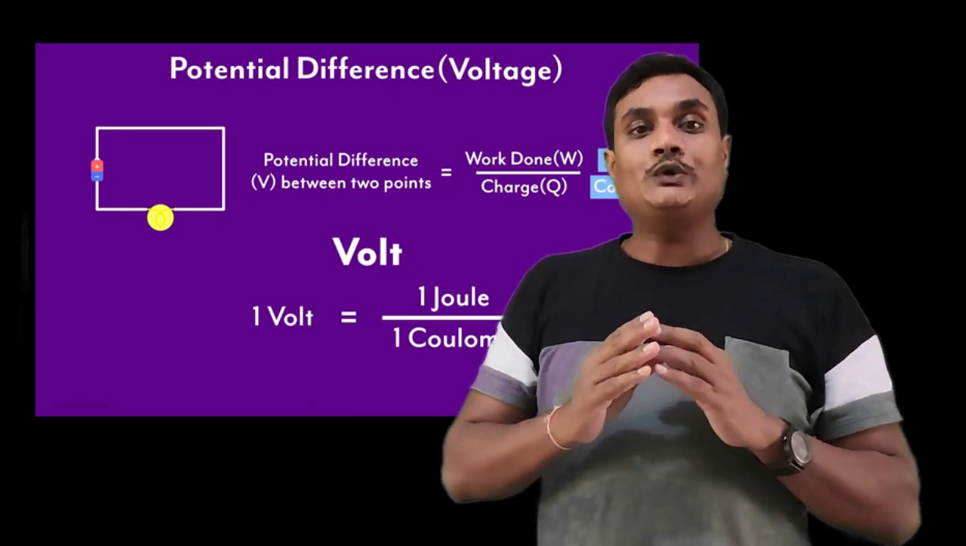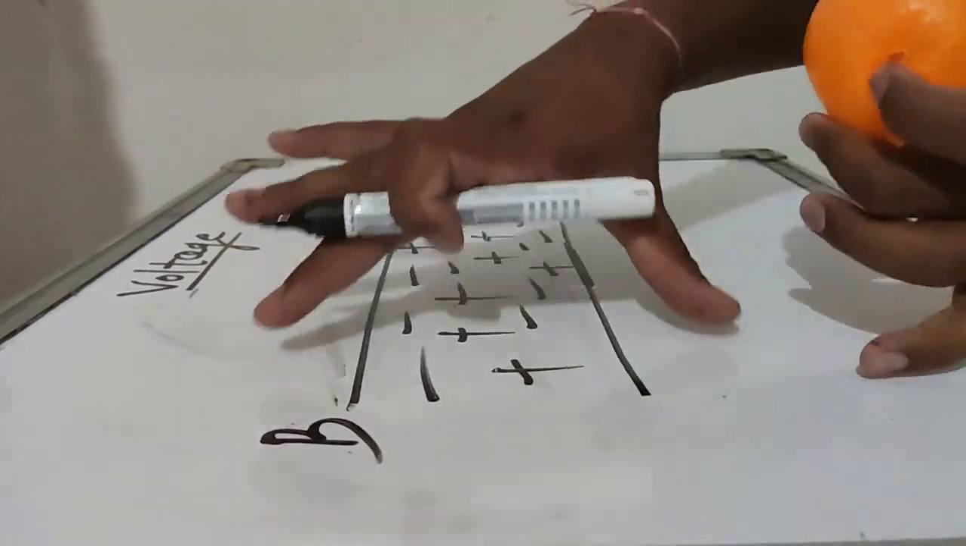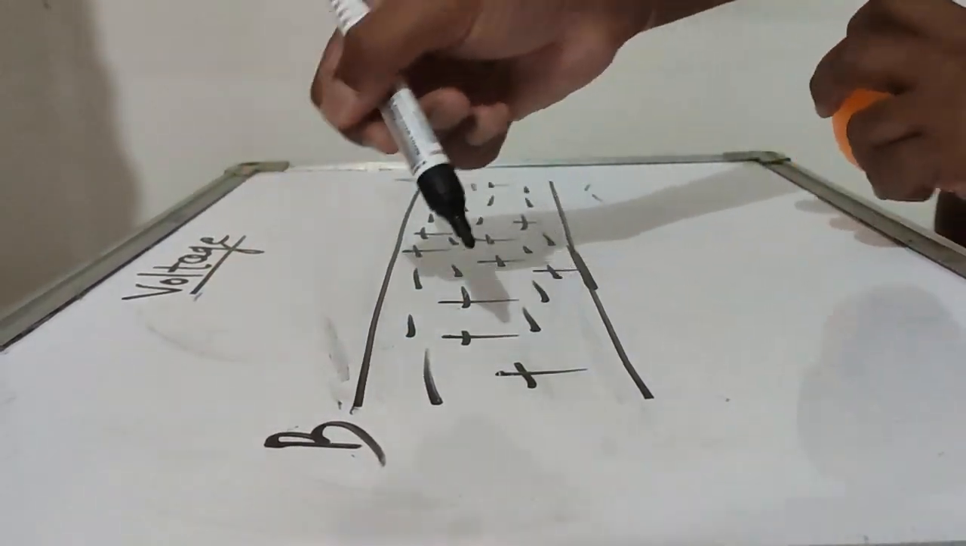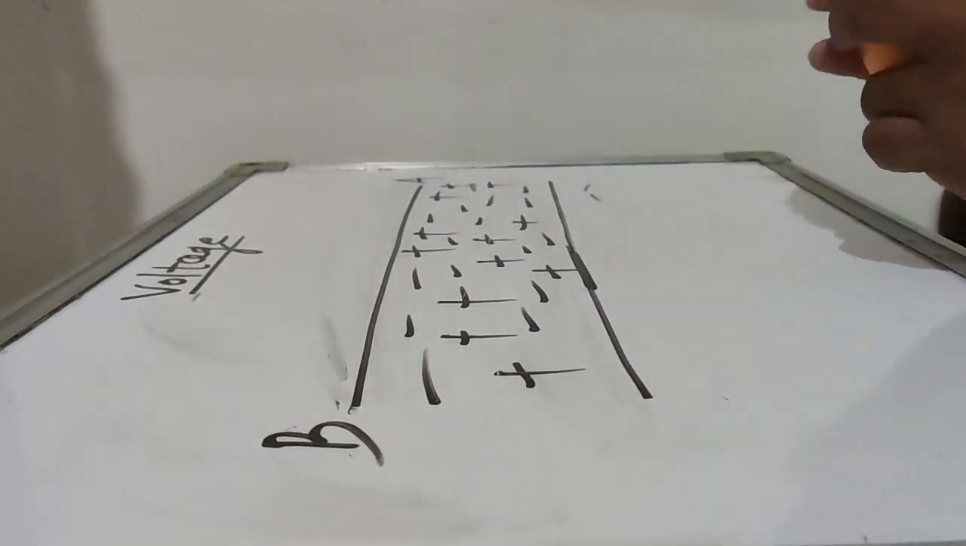Now I'll try to demonstrate the concept by using a very simple activity. Try to understand. I hope by performing this experiment we will definitely get the concept of voltage. Dear students, let us suppose this is a conductor, and obviously the conductor has a large number of electrons as well as protons.